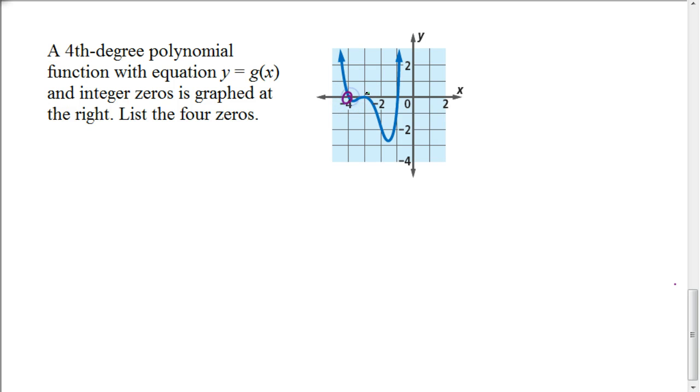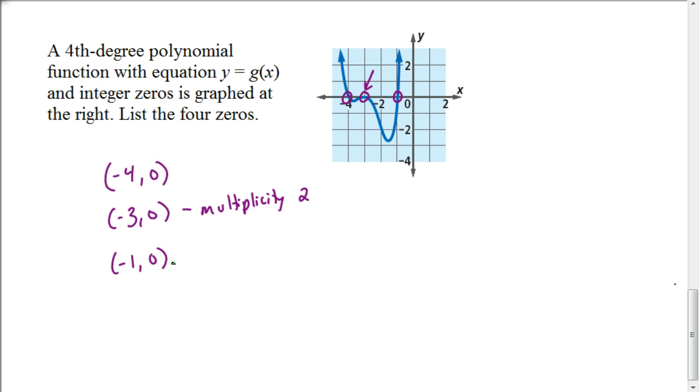Okay, so you should have noticed that there are 3 x-intercepts. If you look at this one here, that one doesn't go through that point, so that means it's got a multiplicity of 2. So my zeros would be the coordinate -4, 0, then -3, 0, and that one has a multiplicity of 2. And then we would have -1, 0 as our fourth zero, or our fourth root.